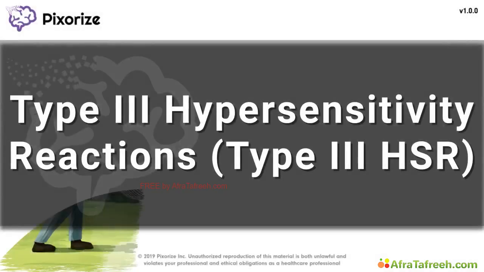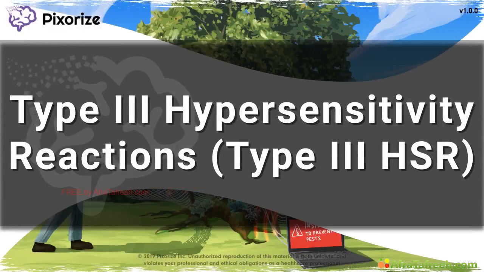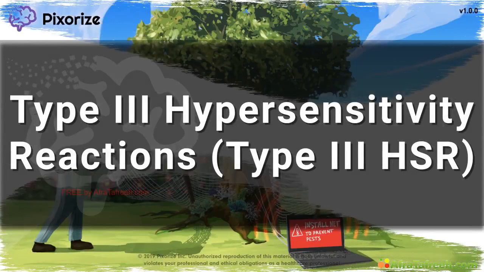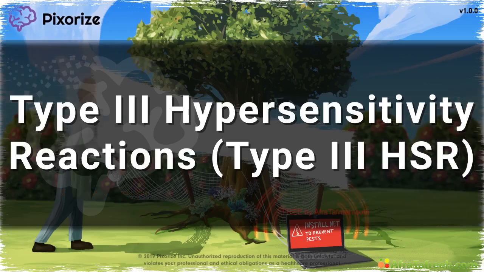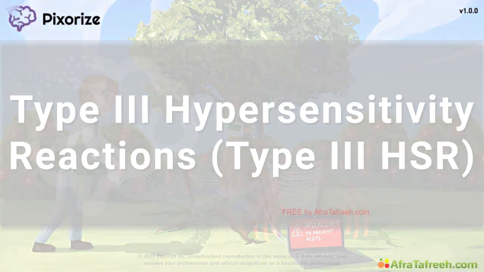Type 3 hypersensitivity reactions are a type of undesired immune response, mediated by immune complexes. In this video, I'll share my visual way to help you remember all the facts about Type 3 hypersensitivity.